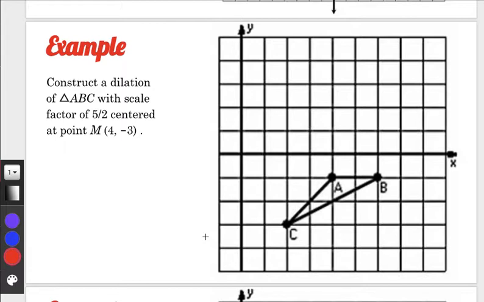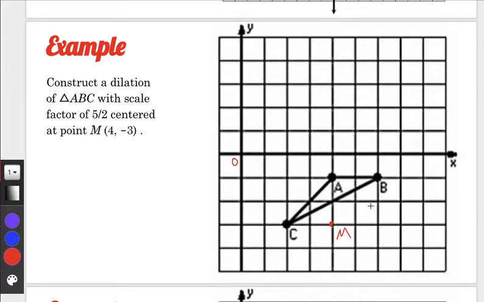This example says construct the dilation of triangle ABC as listed on the graph. And this time the scale factor is 5 over 2, centered at point M (4, -3). As I mentioned, the very first thing is always to look for where the center is, because oftentimes it's not listed on the graph. So for (4, -3), let's look for where y and x intersect. This is 0. So it's going to be 1, 2, 3, 4, then 1, 2, 3 down. So this is our center.